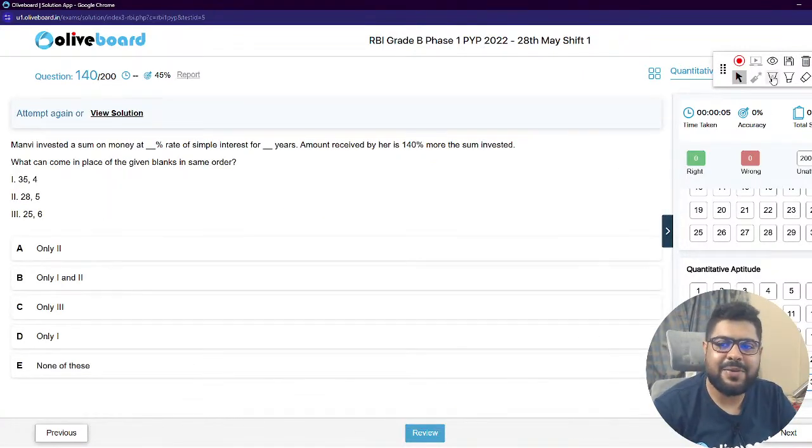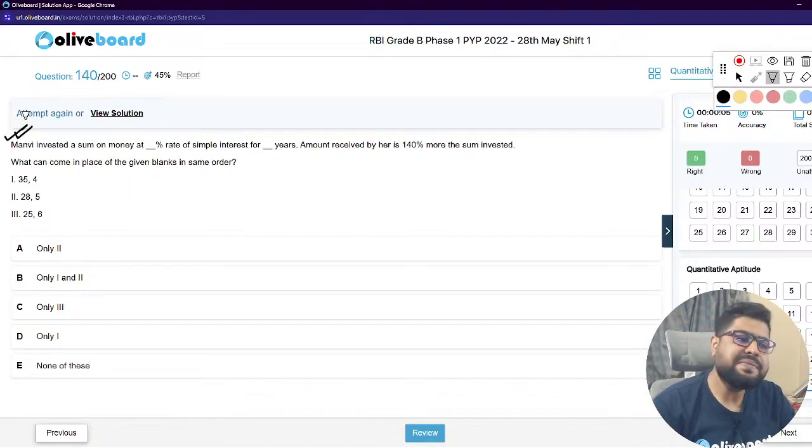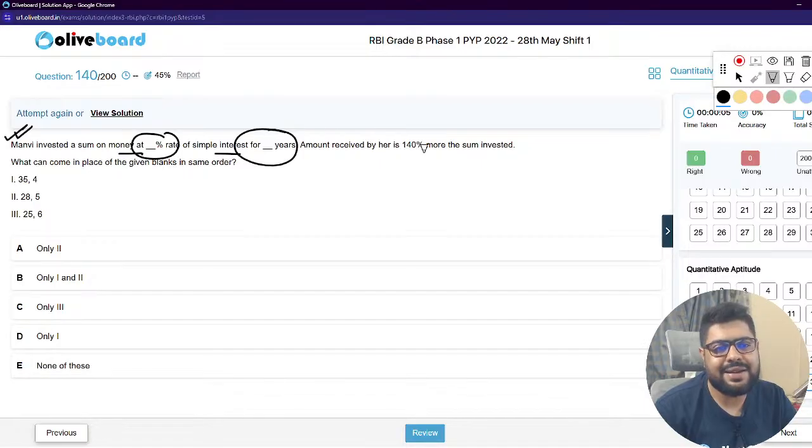Now we are at our last question. I guess this will be the first day to finish so early. We invested a sum of money at this much percentage rate of interest for this many years. It says 140% more than the sum invested. This is a one-line question. Sir, this is interest.